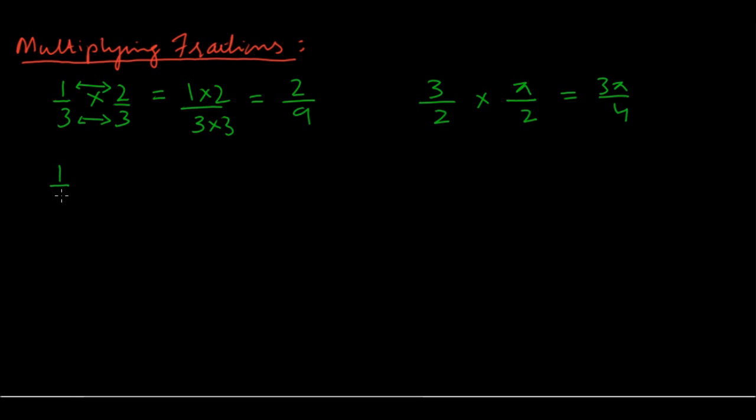What about if you have a fraction times a number? Well, in this case, you just put a 1 in the denominator. 1 doesn't hurt anyone, and you do the same thing. So 1 times 4 is 4 in the numerator. For the denominator, 3 times 1 gives you 3.